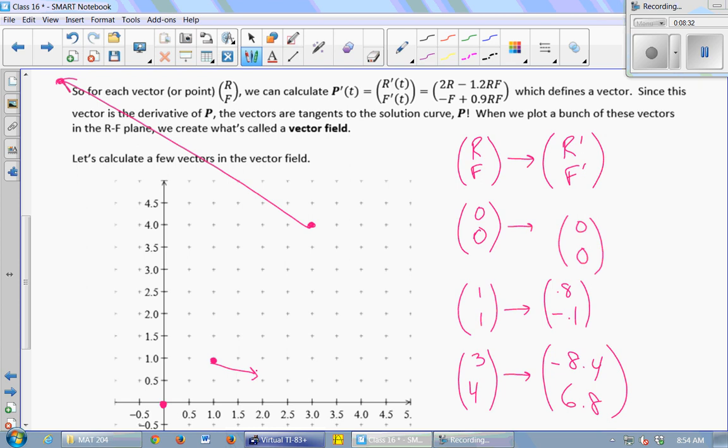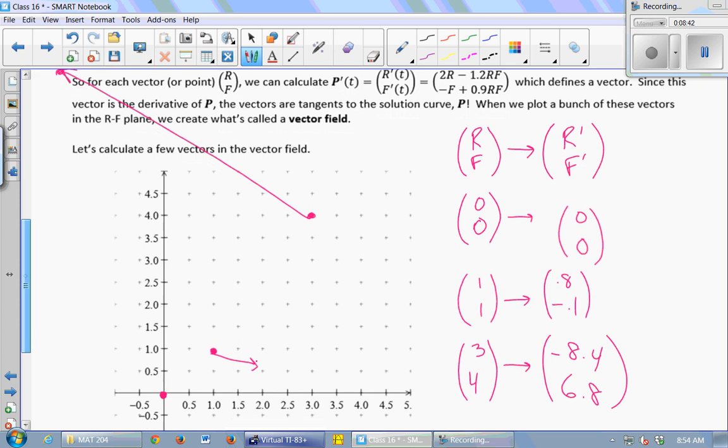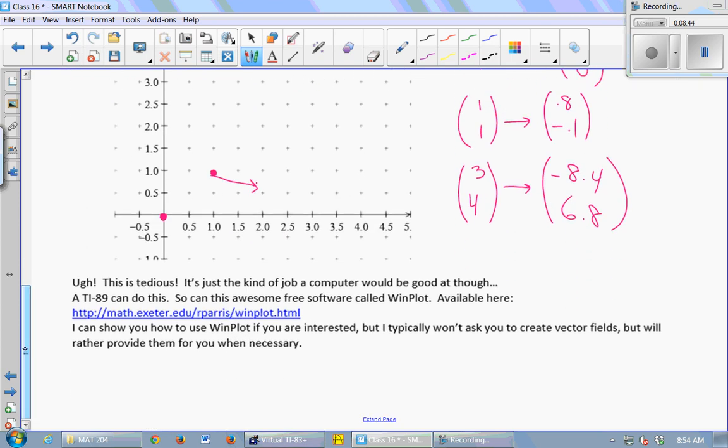So if you plot a bunch of these vectors in the xy plane, you create what's called a vector field. Okay, so I've done 3 of them. It already looks a mess, right? It's tedious and it gets messy fast. But it's the kind of thing that a computer would be really good at.